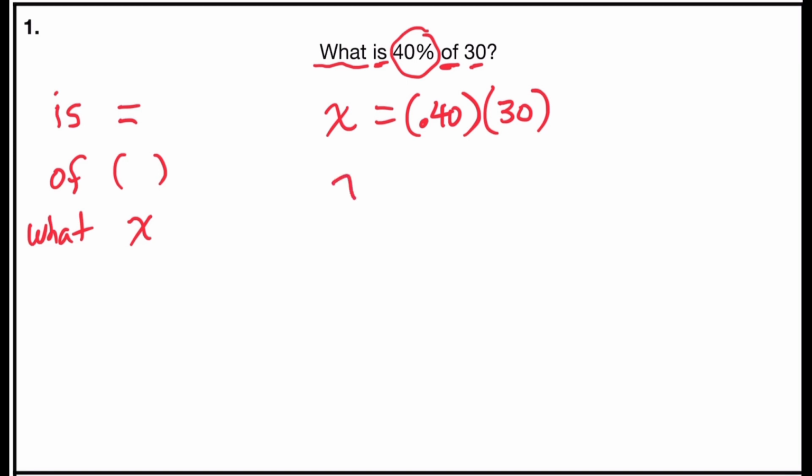Since it's already solved for x in the equation, all I have to do is punch 0.40 times 30 in a calculator. 0.40 times 30 is 12, and I find that x equals 12. So that means what is 40% of 30? 12 is 40% of 30.